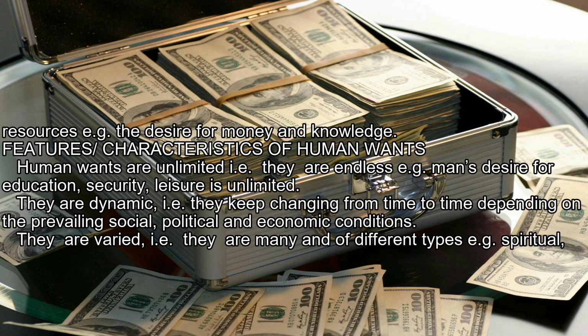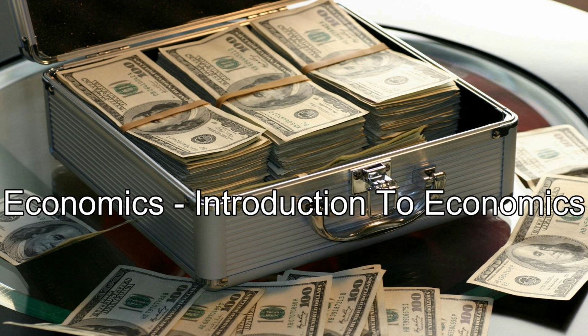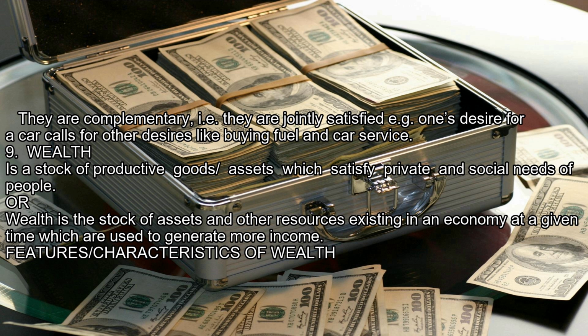Features/characteristics of human wants. Human wants are unlimited, i.e., they are endless, e.g., man's desire for education, security, leisure is unlimited. They are dynamic, i.e., they keep changing from time to time depending on the prevailing social, political, and economic conditions. They are varied, i.e., they are many and of different types, e.g., spiritual. They are complementary, i.e., they are jointly satisfied, e.g., one's desire for a car calls for other desires like buying fuel and car service.